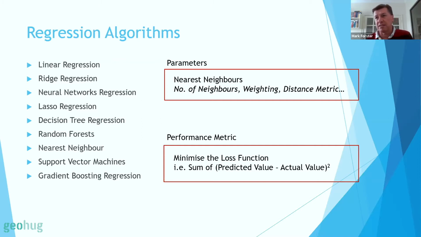Because for your test data set you know what the actual values are, you just feed in all the other attributes into the model and get it to predict the values. In this case, what I'm doing is squaring the difference between the predicted value and the actual value and summing all of those up. The algorithm that gives me the smallest error is the most accurate algorithm in that case. So that's typically how you would measure a regression algorithm.